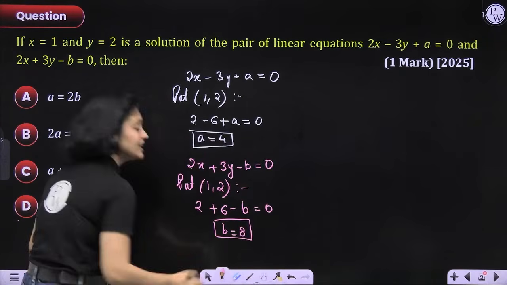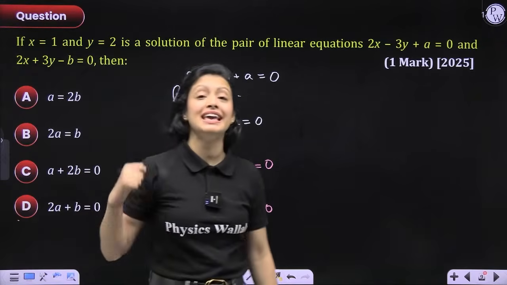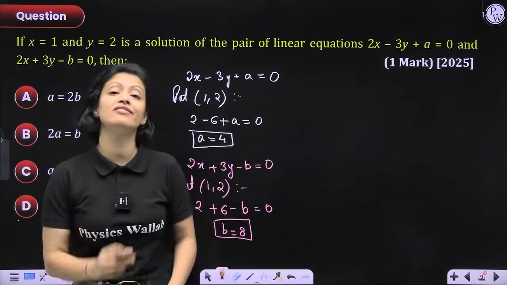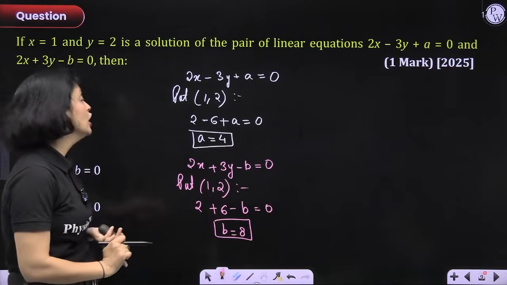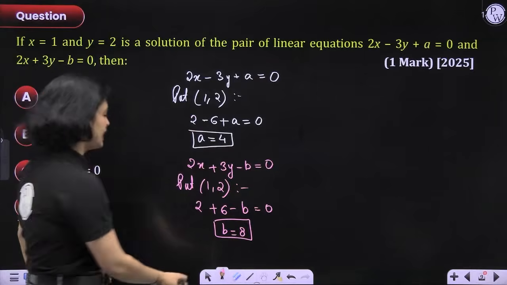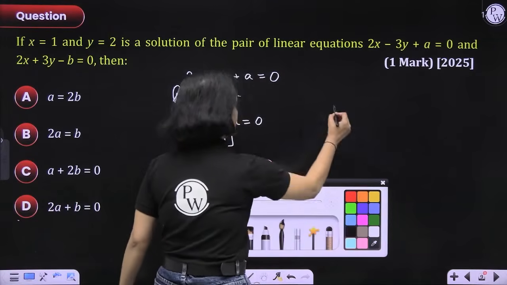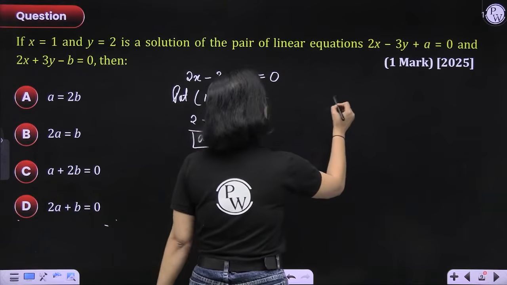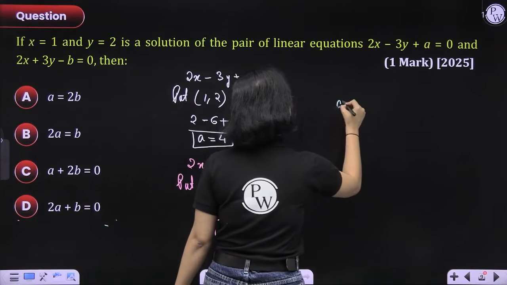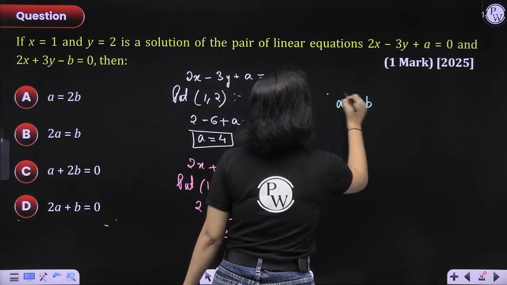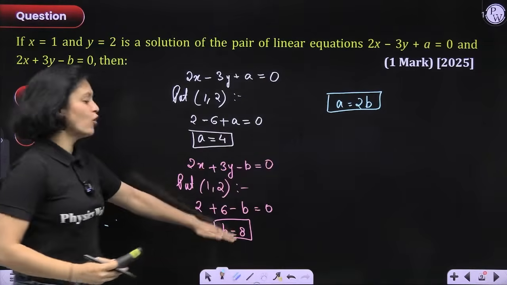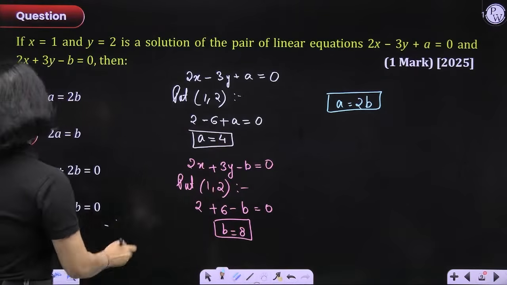Now, they have not given the specific values of a and b in the options. They have given the relationship between a and b, right? So, you can see that the relationship between a and b is coming out to be what? It is coming out to be this, right? That a is equal to 2b, right or not? A is twice of b. A is 4, b is 8. So, what's the correct answer, everyone?